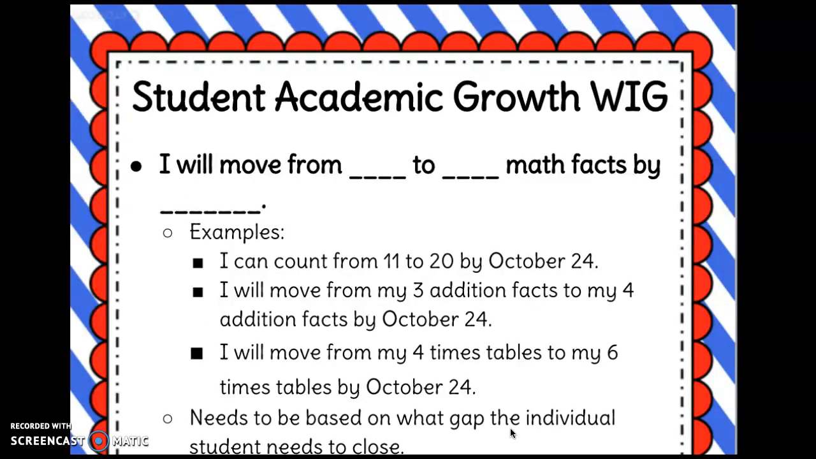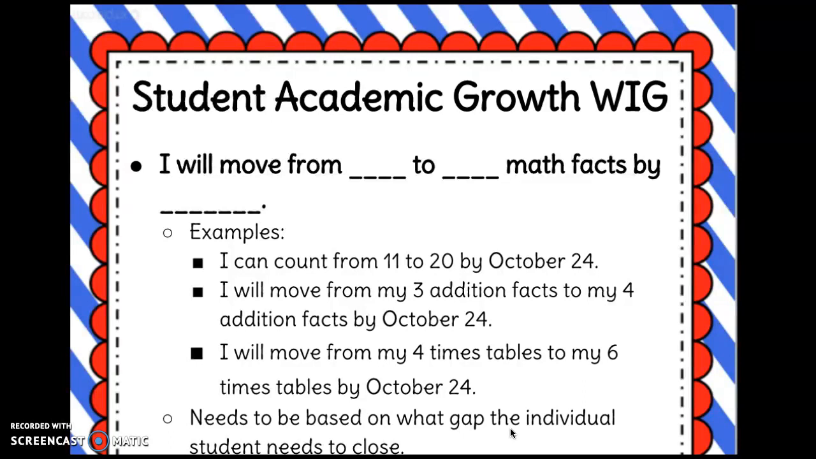So then going down from there, now we have our student academic growth WIG. This is where students will track in their leadership notebook, and their WIG will be phrased as, I will move from blank to blank math facts by blank. So some examples that I had put, I can count from 11 to 20 by October 24th. So remember, it's important to do the from X to Y by when, so that we can actually see and measure these goals that our students make.